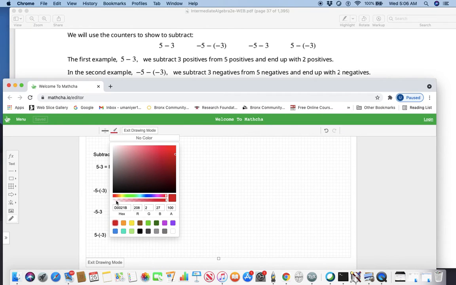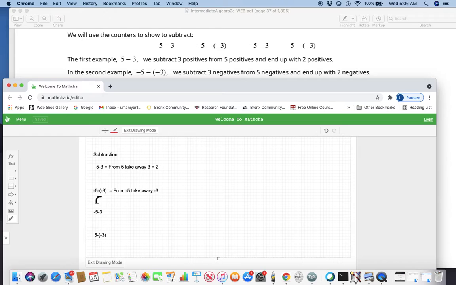Negative 5 represents red, right? Negative 5 represents 5 red counters. From negative 5, take away negative 3. So take away 3 of the red counters. What are you left with? 2 red counters. So that's what gives you negative 2. So from negative 5, take away negative 3, you get negative 2.